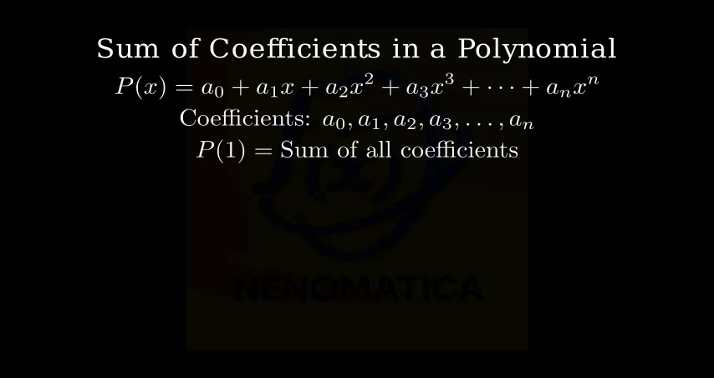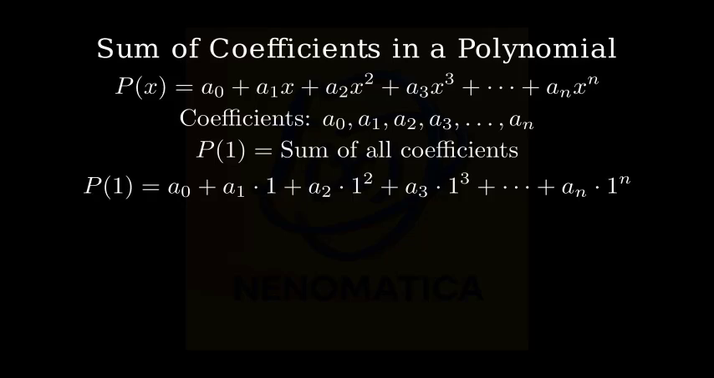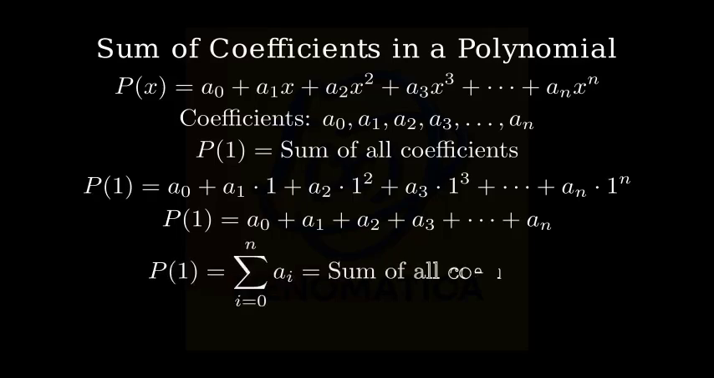When we substitute x equals 1 into our polynomial, we get p of 1 equals a 0 plus a 1 times 1 plus a 2 times 1 squared plus a 3 times 1 cubed, and so on. Since any power of 1 equals 1, this simplifies to a 0 plus a 1 plus a 2 plus a 3, and so on. This is exactly the sum of all coefficients in the polynomial.